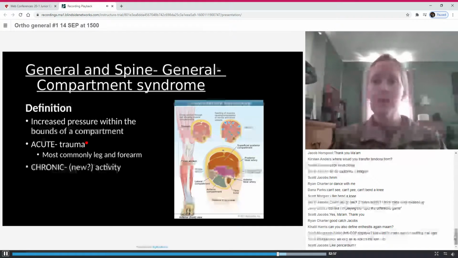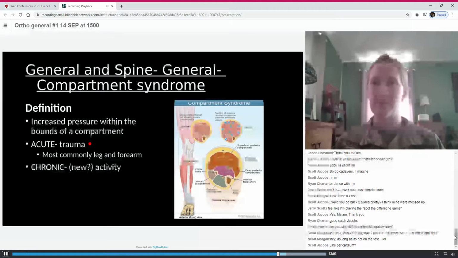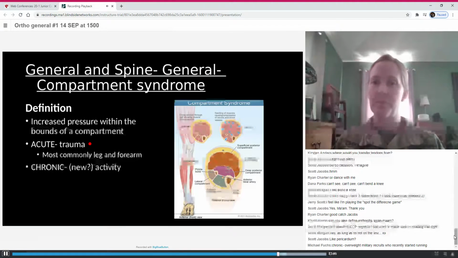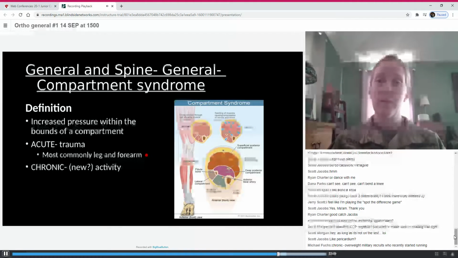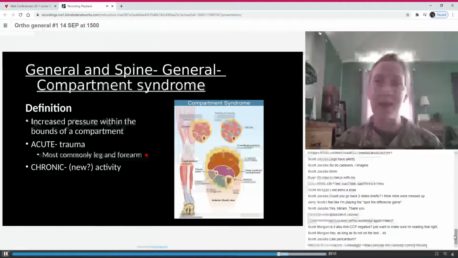Acute compartment syndrome is caused by trauma. Fracture of the tibia is the most common cause of acute leg compartment syndrome. Both bone forearm fracture is the most common cause of forearm compartment pressures. Same thing with the thigh compartments, femur fracture.